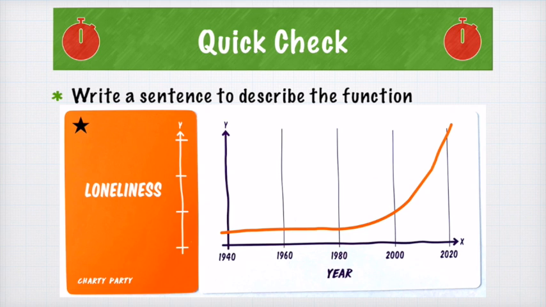So here's a quick check. What I want you to do is to write a sentence to describe this function. We have loneliness on the y-axis and year on the x-axis. So go ahead and pause and write this out in function notation.